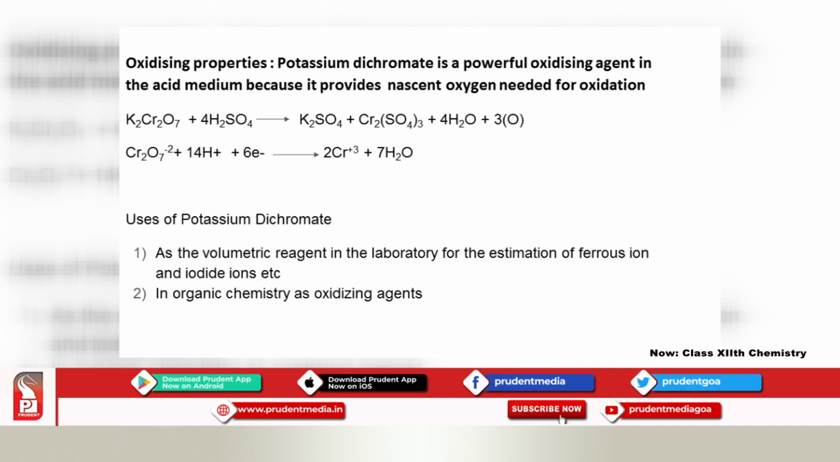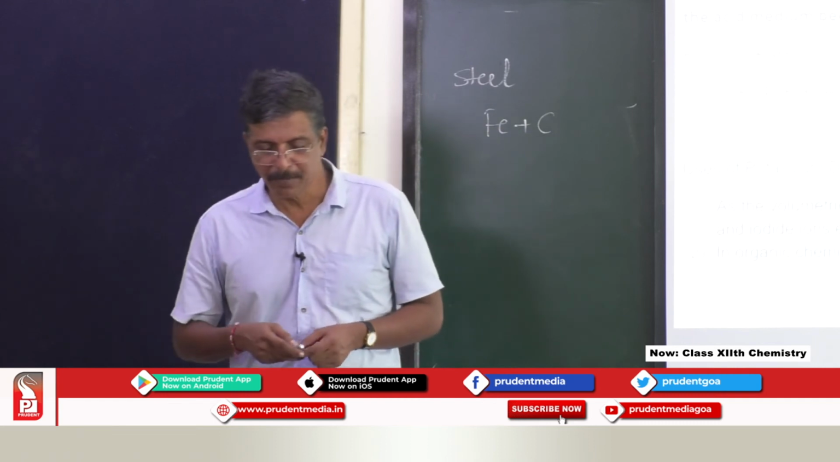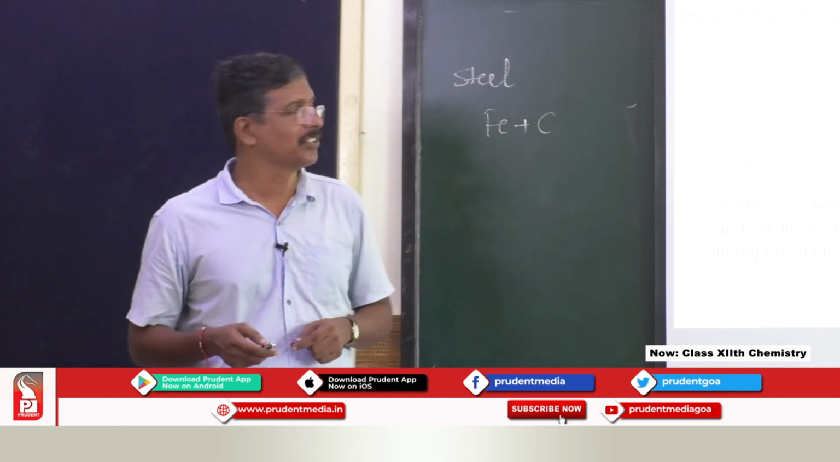Now, potassium dichromate is one of the most important chemicals, and it is used as a volumetric reagent in the laboratory for the estimation of ferrous ion and iodide ions, etc. In organic chemistry it is one of the best oxidizing agents, potassium dichromate. I told you that it gives nascent oxygen.